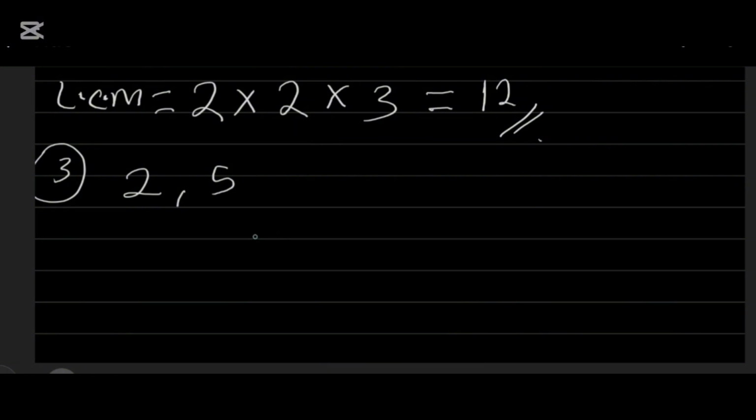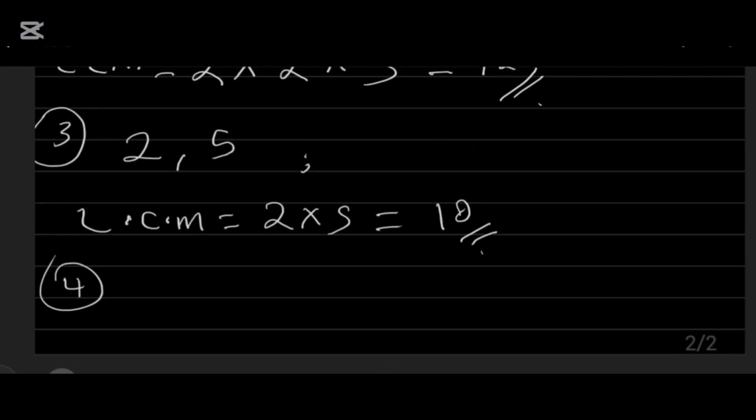LCM of 2 and 5. Know that 2 itself is a prime number and 5 itself is also a prime number. So this means the LCM will just be 2 times 5, and that's equal to 10, and 10 is the LCM. And there is one thing you have to know. This 10 must have a factor of the two numbers. For example, 2 can go into 10 without remainder, that's 5 times, and 5 can go into 10 2 times.